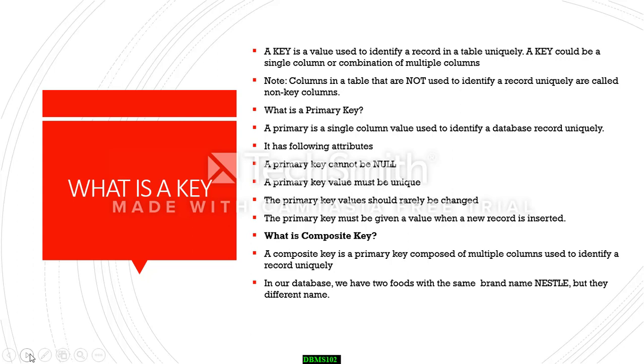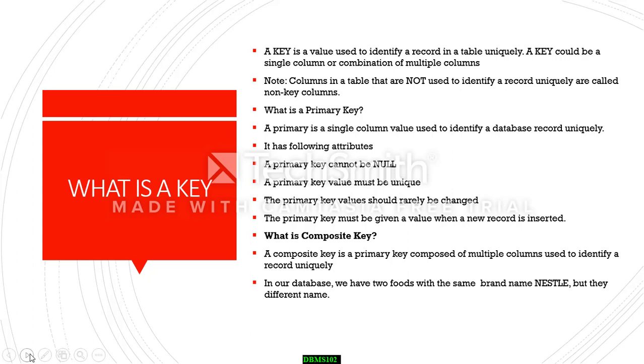It has the following attributes. A primary key cannot be null. A primary key value must be unique. The primary key value should rarely be changed. The primary key must be given a value when a new record is inserted. What is a composite key? A composite key is a primary key composed of multiple columns used to identify a record uniquely.